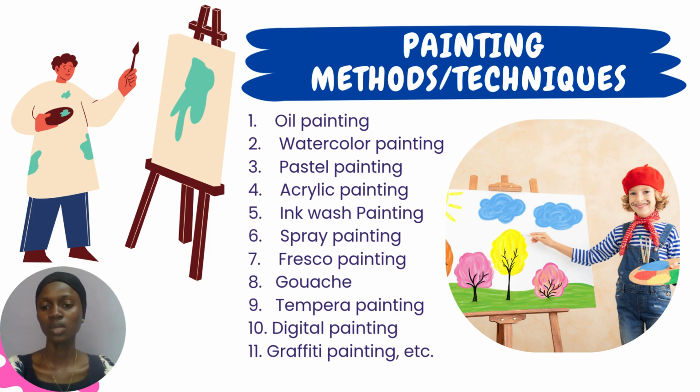watercolor painting. Watercolor paintings are basically most of the paintings that we see around, painting achieved by using poster color or watercolor is known as water painting. Pastel paintings are paintings achieved by using a pastel chalk, like I explained earlier. Acrylic painting as well, using acrylic paint to achieve a painting. We have ink wash. Spray painting is simply using your spray can to spray and to paint.